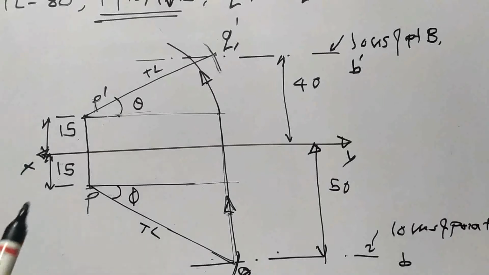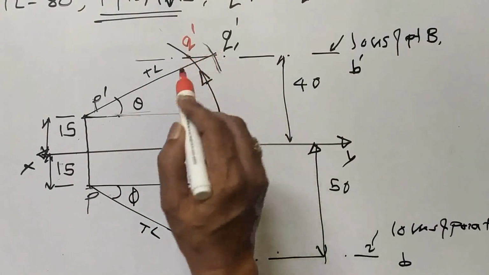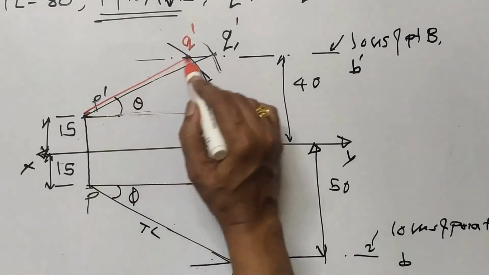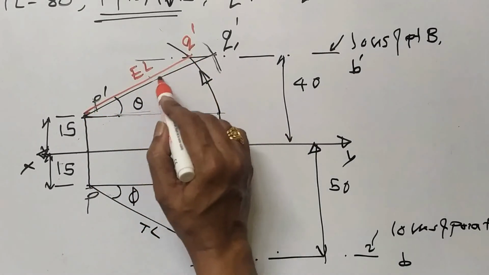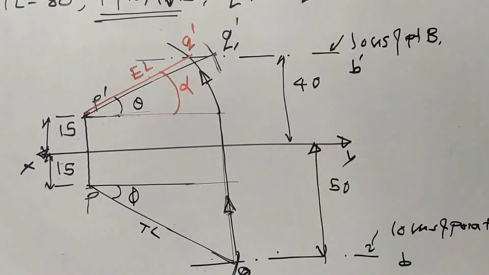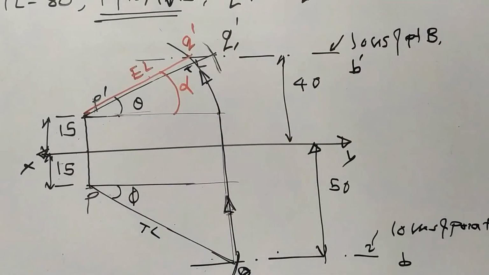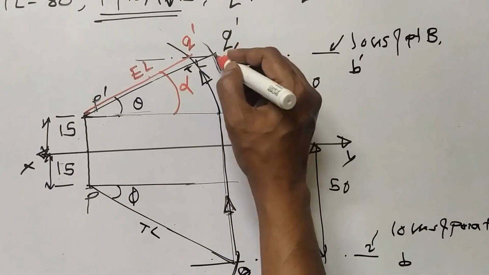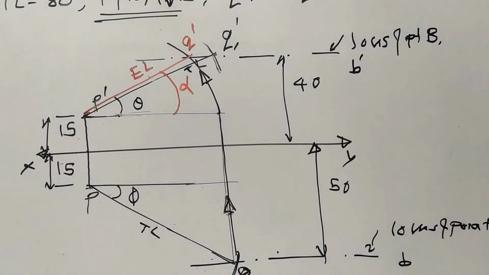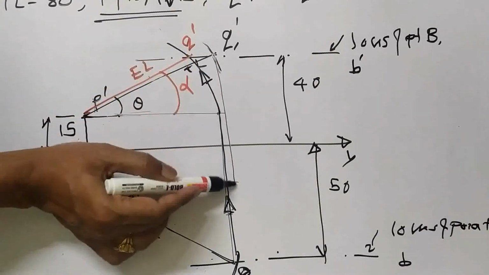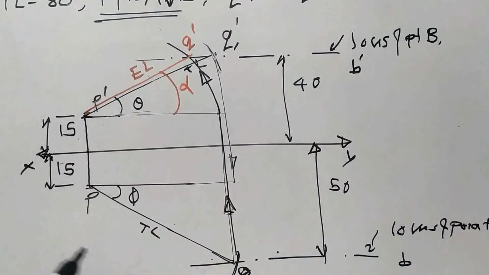It cut here, and I will join this, because this is my Q dash point where it cut. So this is my elevation length, and this angle will be alpha, right? So this is already the true length we have found out. Now similarly I can project this true length, and I can project this true length down, and then I can rotate it up to the locus.